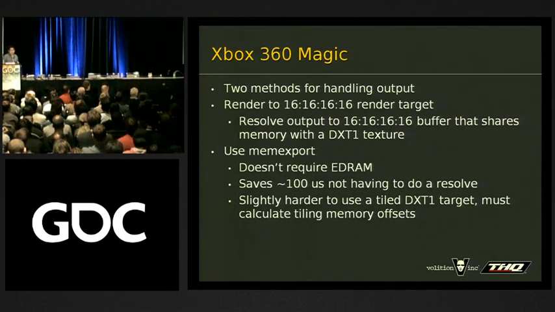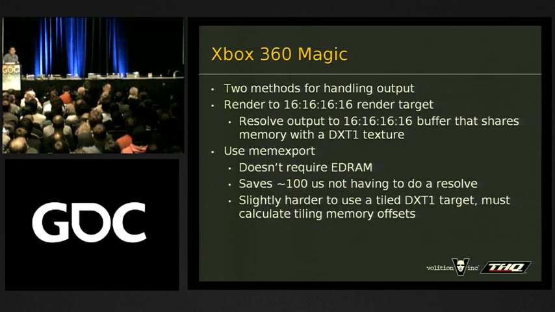The second method, which is actually the one that we wound up using across the board, is using memexport to write to memory directly from the shader. The reasons that we went with this method are twofold. First off, it doesn't require that we're actually writing anything to EDRAM. You can turn off color writes while you're doing the compression, and you're not polluting anything in EDRAM. And the way our render frame was set up, that was beneficial for us. We wanted to keep some stuff in there.